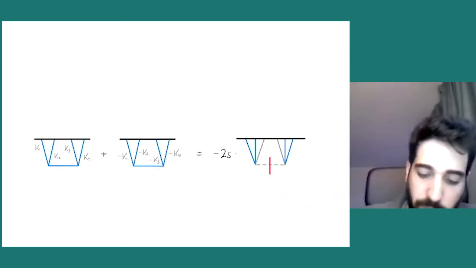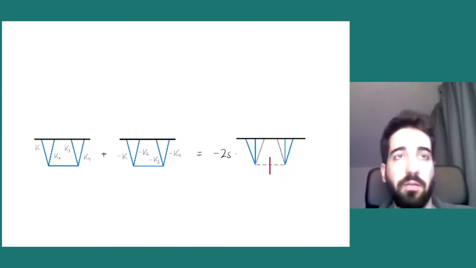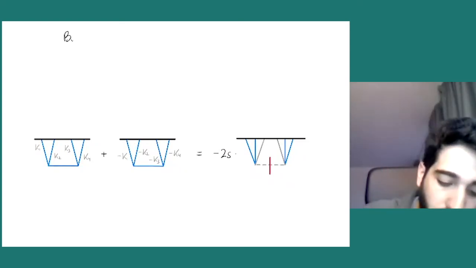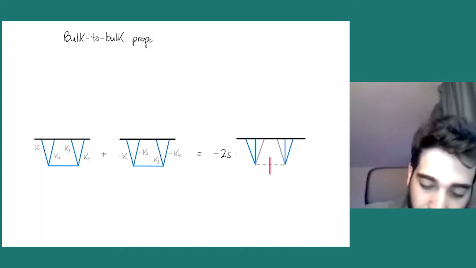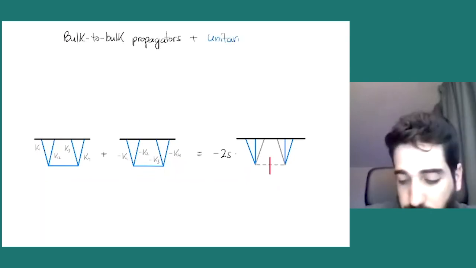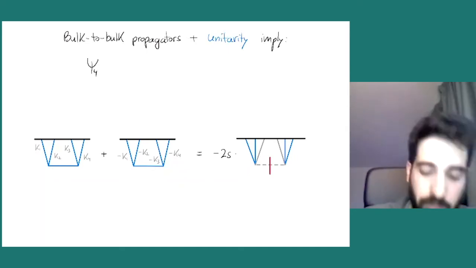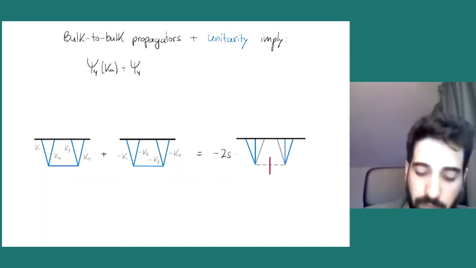So, okay, let me go directly to this slide. Some properties of the bulk-to-bulk propagators plus unitarity imply the following relation for 4-point wave function coefficients in flat space.